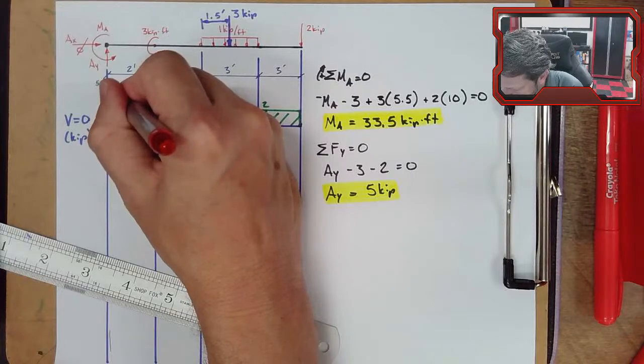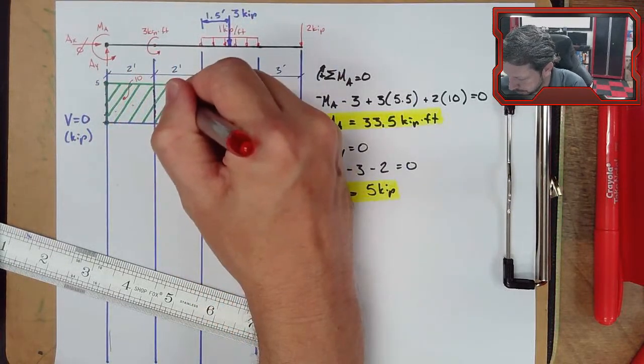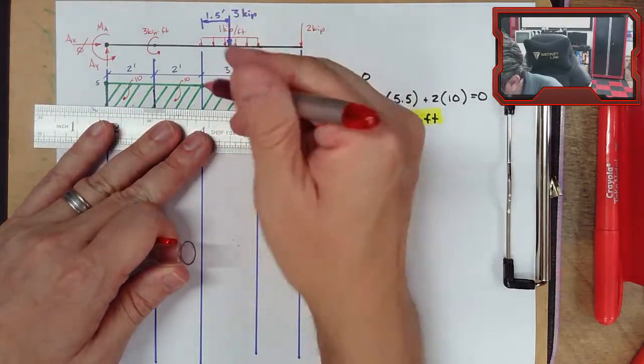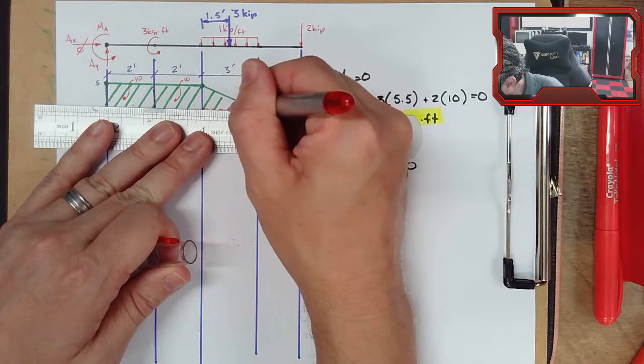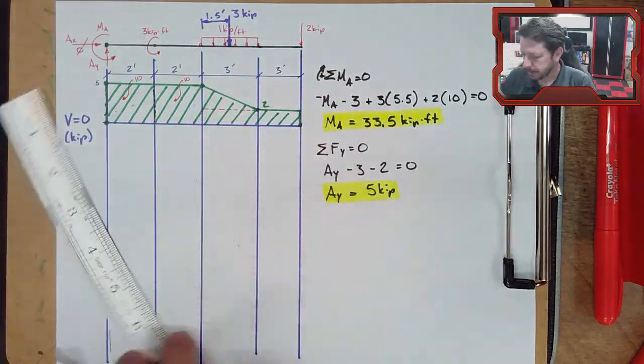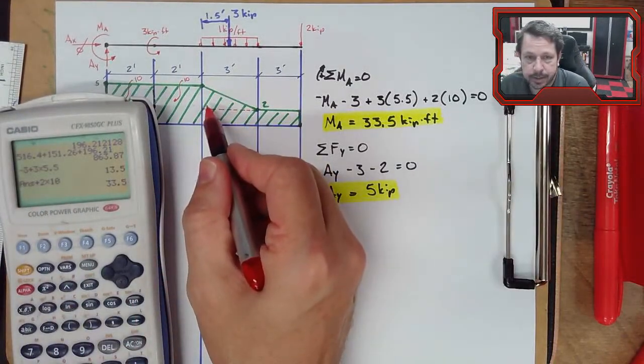So 5 times 2, 10. The units would be kip feet. Same thing here. Here I've got a triangle sitting on top of a rectangle. So a common mistake that happens here is you go to calculate the area of this triangle.